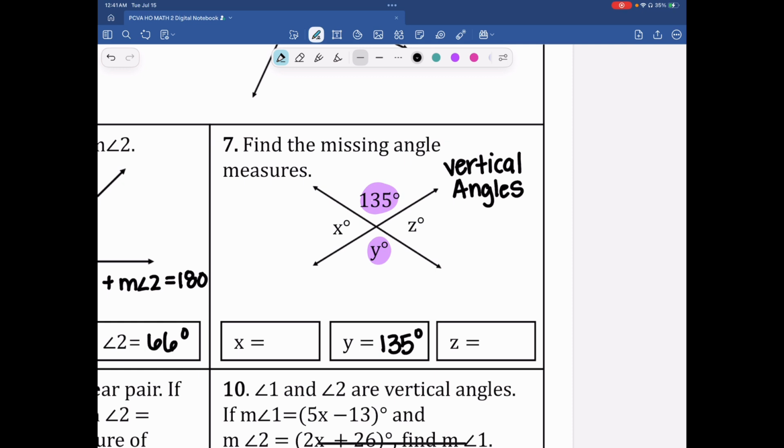Then we need to see what other relationships we have within those angles. I can see that x and z are vertical angles, which are congruent, but we don't know x or z. But I can focus on the 135 that I already have, and I know that y is 135, so x and y are a linear pair. Since they're a linear pair, that means that x plus y is going to equal 180 degrees.